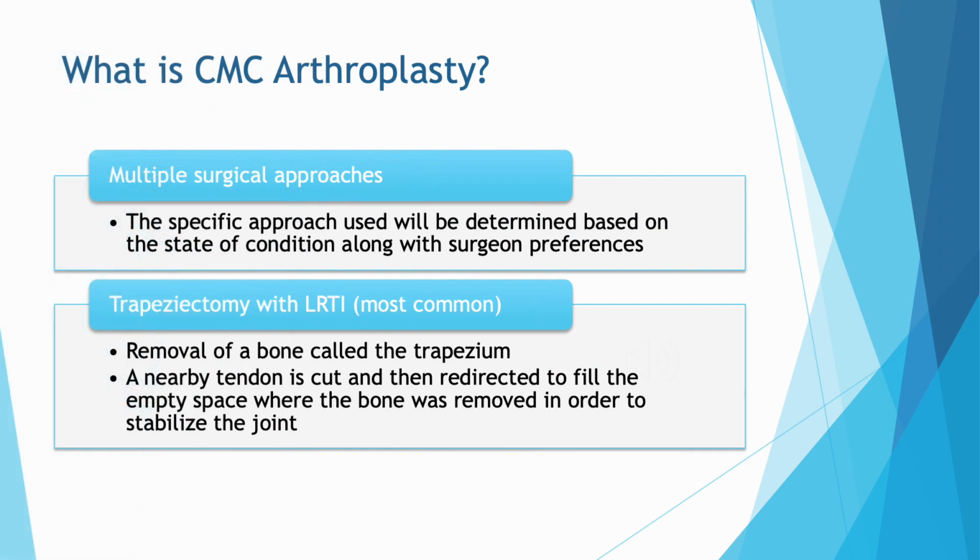There are many different types of surgical procedures to repair the CMC joint. Your doctor will provide you with specifics on which surgical intervention is most appropriate for your condition. However, the most common procedure performed by the surgeons at Campbell Clinic is called a trapeziectomy with ligament reconstruction and tendon interposition. During this procedure, a bone at the base of the thumb called the trapezium is removed. Next, a nearby tendon is cut and then redirected to fill the empty space where the bone was removed in order to stabilize the joint.